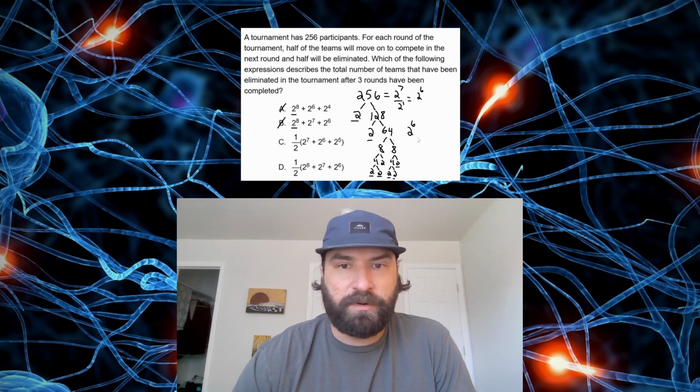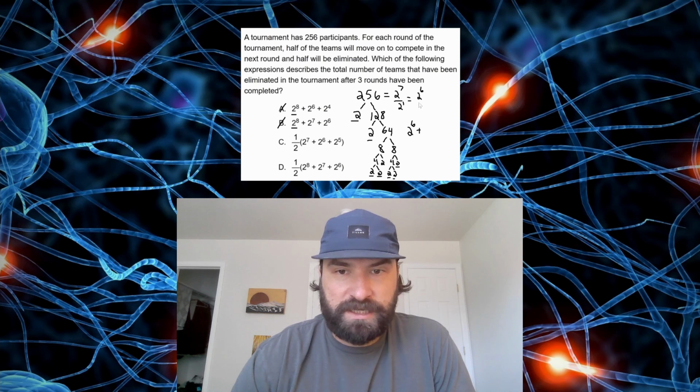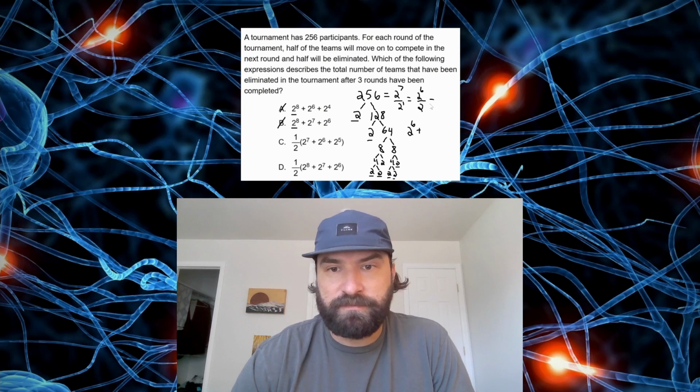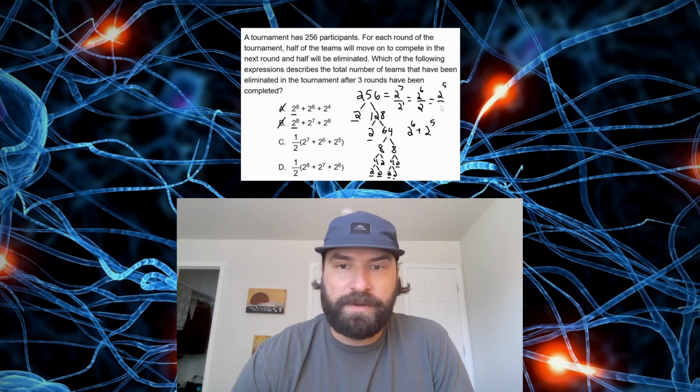So 2 to the 6th people are eliminated in the first round, and then we're going to add 2 to the 6th divided by 2, because that's how many people will be eliminated in the second round. 2 to the 6th divided by 2 is 2 to the 5th. And if we divide that by 2, we'll get the people in the third round, which is 2 to the 4th.